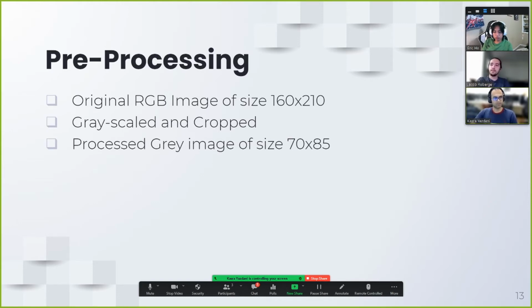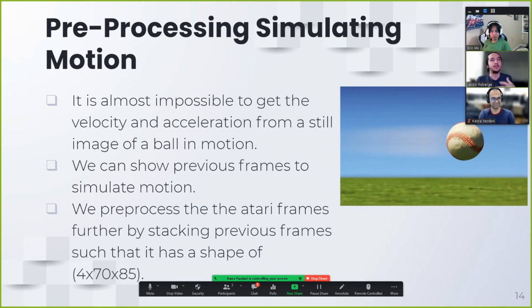The images of the game being played are 160 by 210 by 3. They are RGB image inputs, and we're going to pre-process them to a grayscale and cropped version, and then reduce the size of the image almost by half, to 70 by 85, for training purposes.